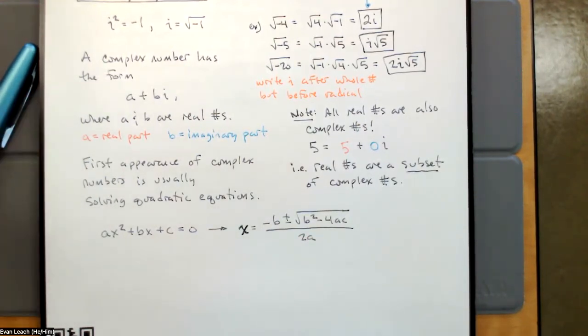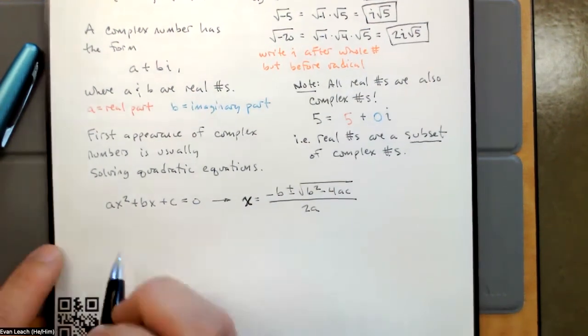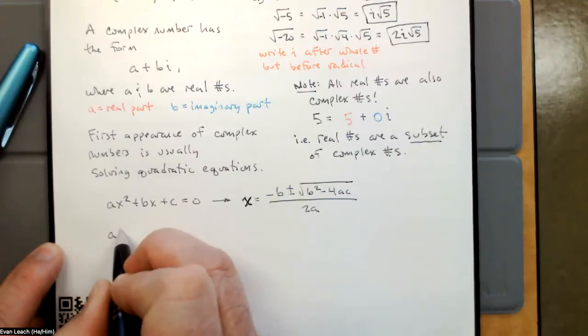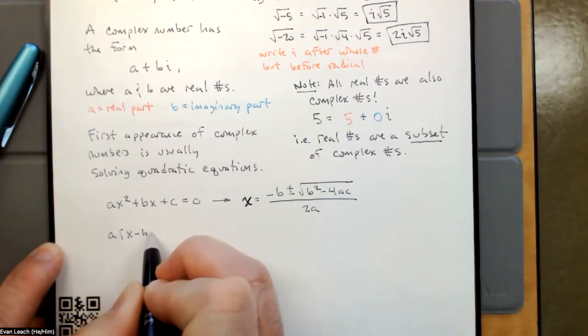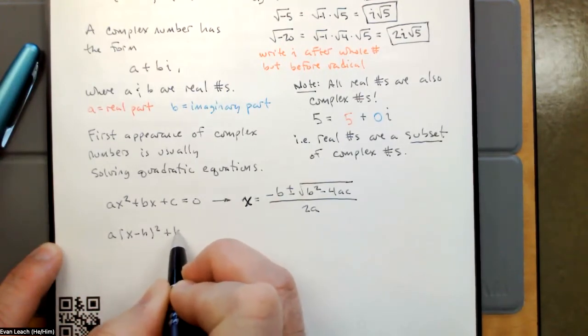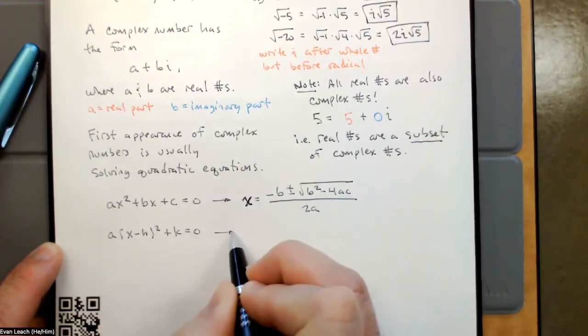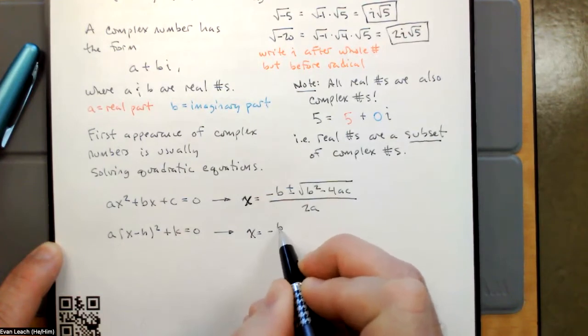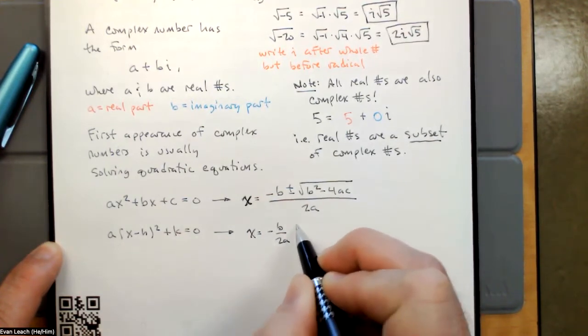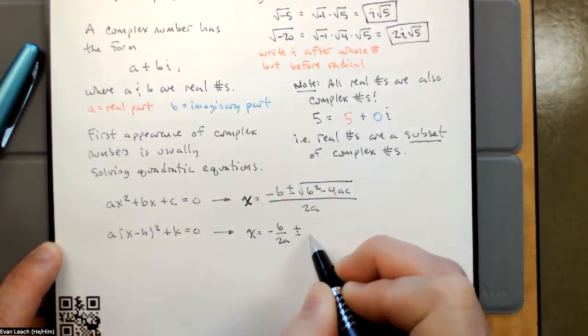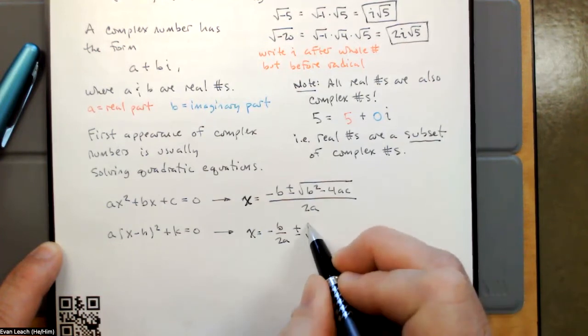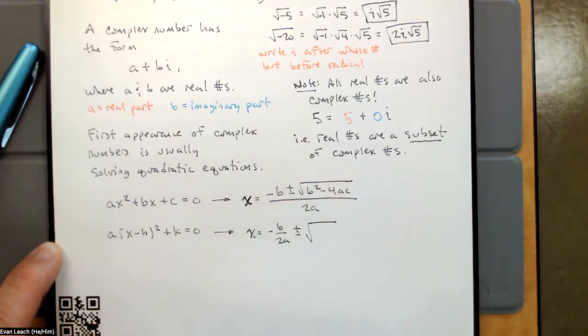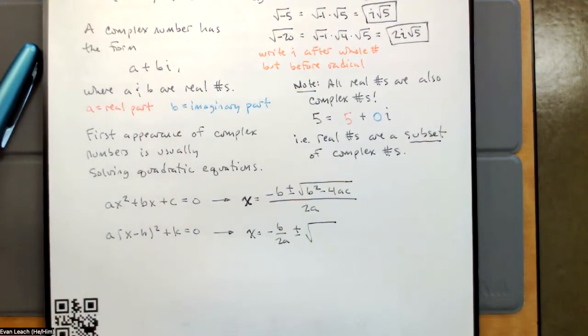The other way a quadratic function can show up is in vertex form, which is far superior. In which case we have x equals the negative b over 2a parts plus or minus the square roots. Oh, I should write the one in the middle with the h and the k.